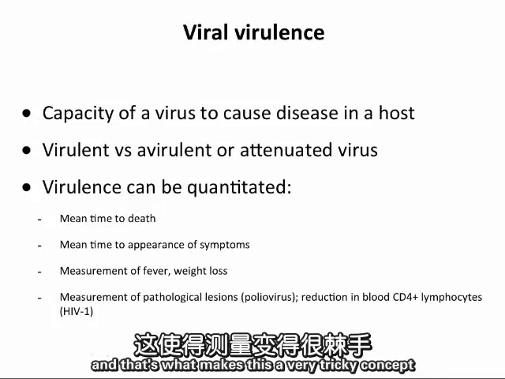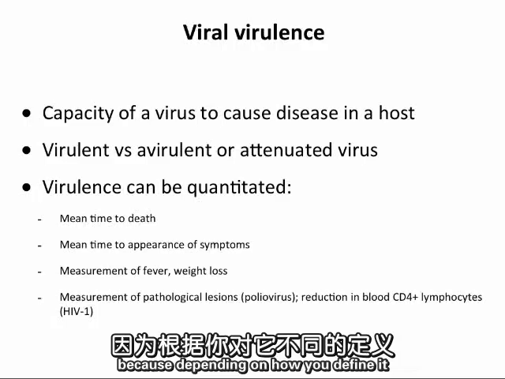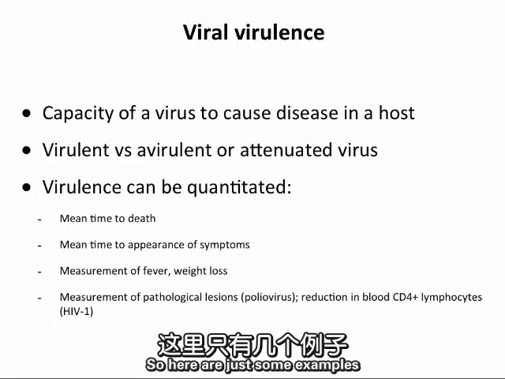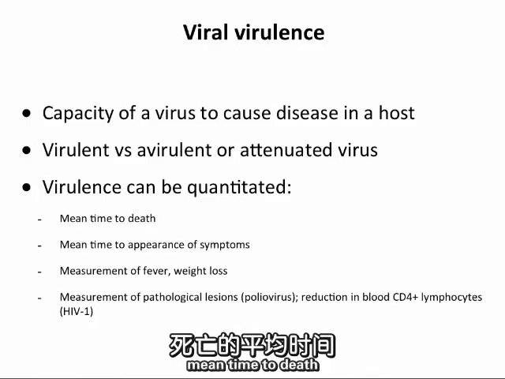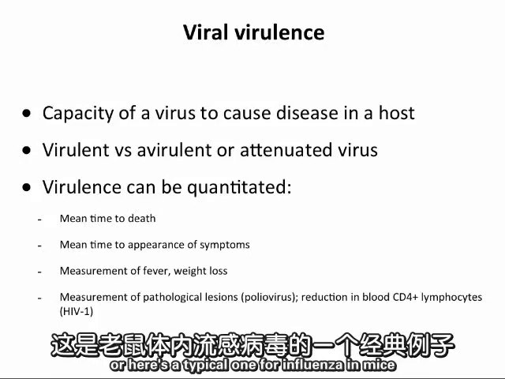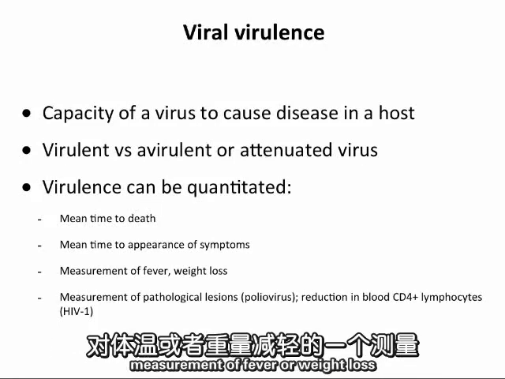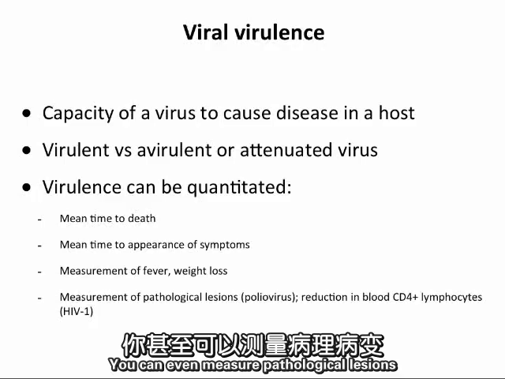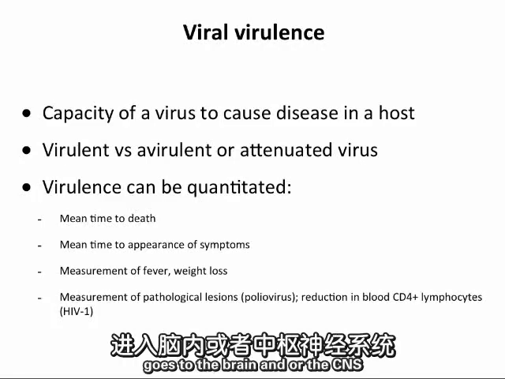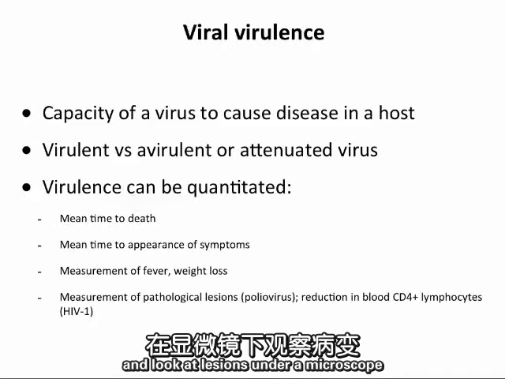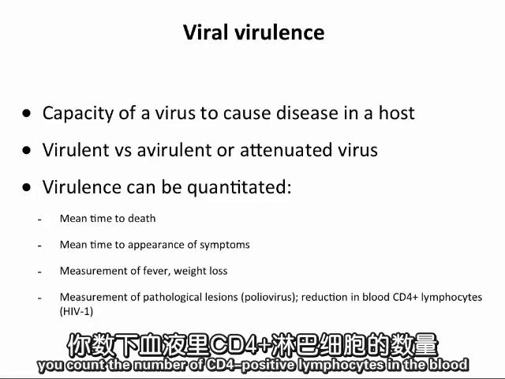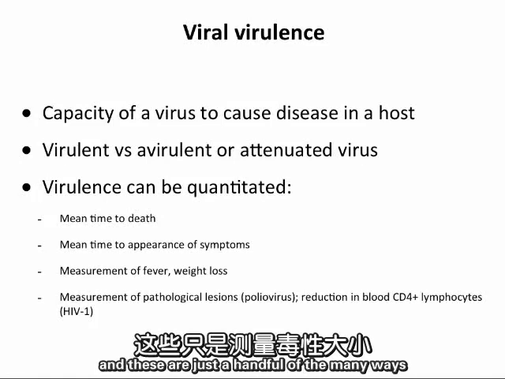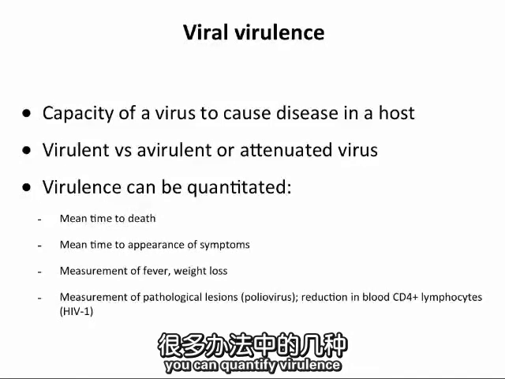Now we can measure virulence, and you can do it in many, many different ways. And that's what makes this a very tricky concept, because depending on how you define it, it can be very different. So here are just some examples. You can inject an animal and say, how long does it take to die? Mean time to death, or appearance of symptoms. Or here's a typical one for influenza in mice, measurement of fever or weight loss. You can even measure pathological lesions. If you put a virus in that goes to the brain or the CNS, you can make sections of the organs and look at lesions under a microscope, put a number on those. Or for HIV-1, you count the number of CD4 positive lymphocytes in the blood. And these are just a handful of the many ways you can quantify virulence.